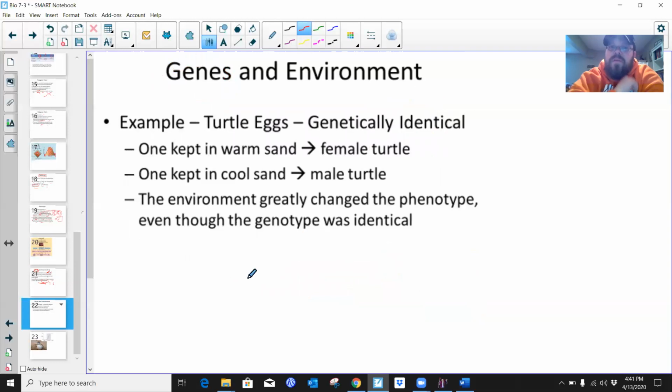One cool example of this is in turtle eggs. Turtle eggs, when they are laid or born, or however you want to say it, are actually genetically identical.